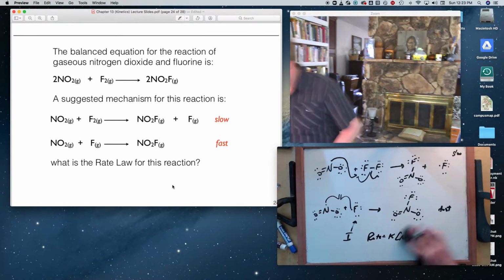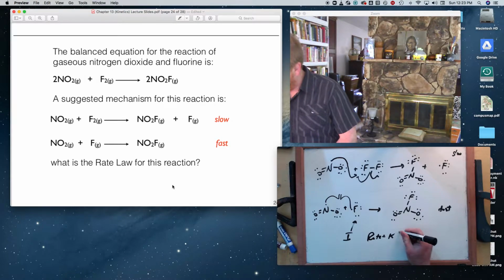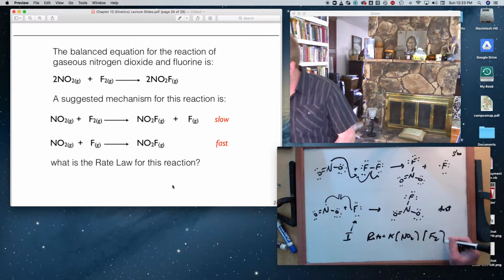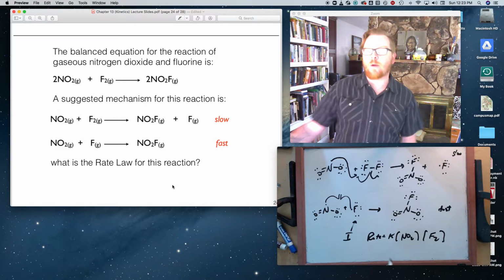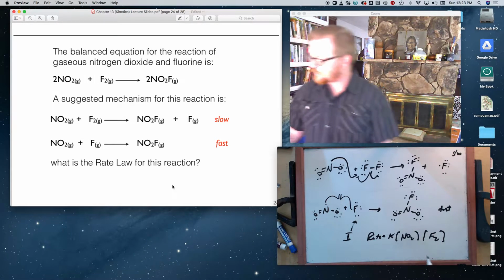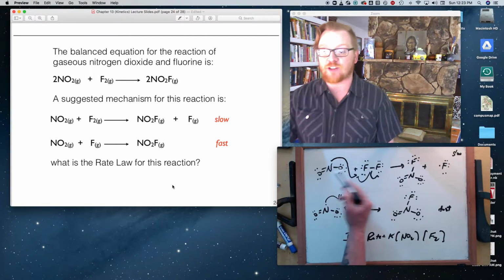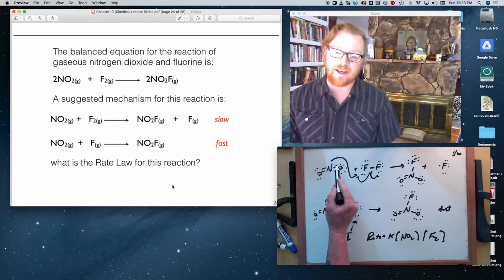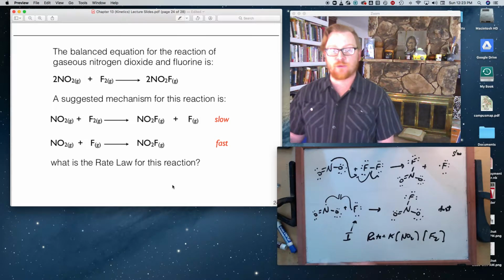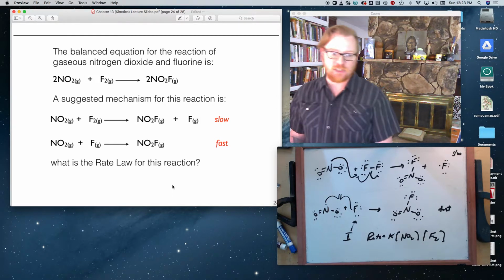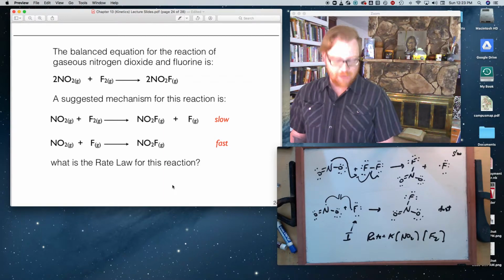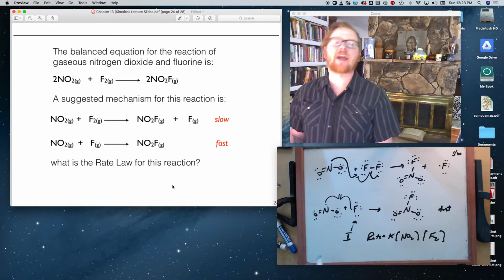Let me write that better. k times NO2 times F2. And when I think about what is really going on, the fact that it's first order in NO2, first order in F2, that's because in the rate determining step, there was only one NO2 and one F2 involved to make the whole reaction proceed. Okay? So that's what I want you to be able to recognize with these mechanisms and rate determining steps.